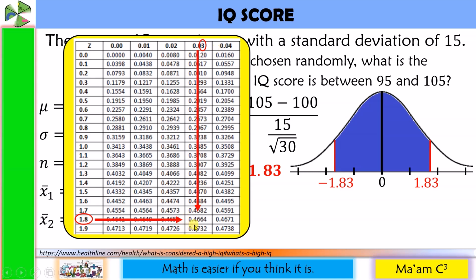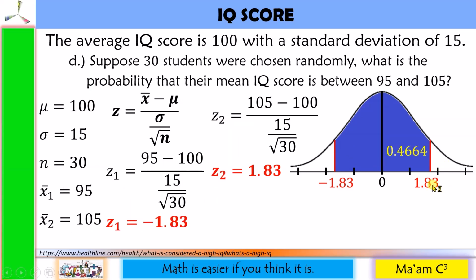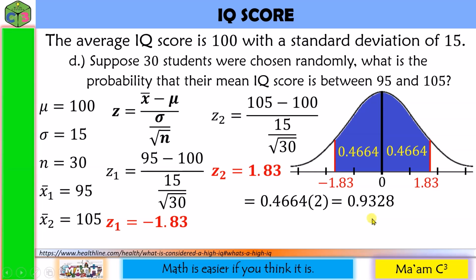And this is 0.4664. This is the area from the mean up to 1.83. And since they are symmetrical, this is also the area from the mean up to negative 1.83. So to solve for the total area, we just have to add these two or get 1 and multiply it by 2. And this will give us 0.9328. Moving the decimal point 2 places to the right, 93.28%.